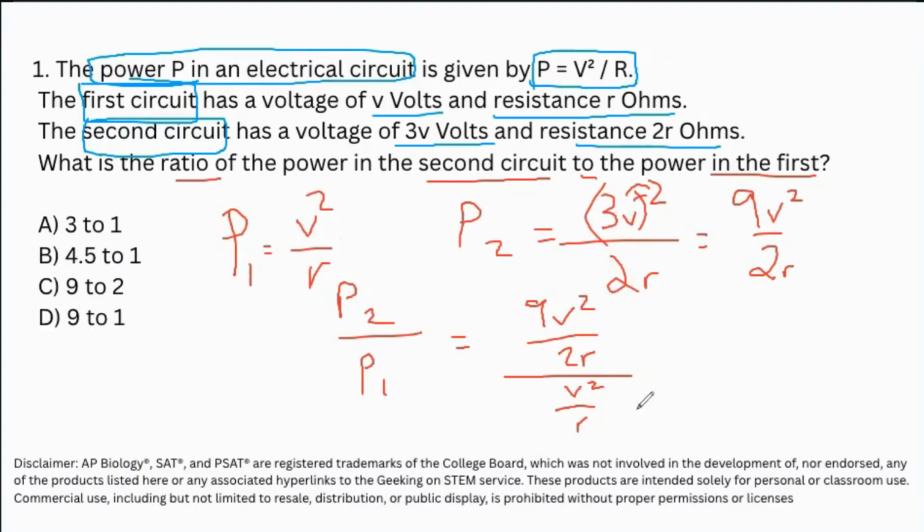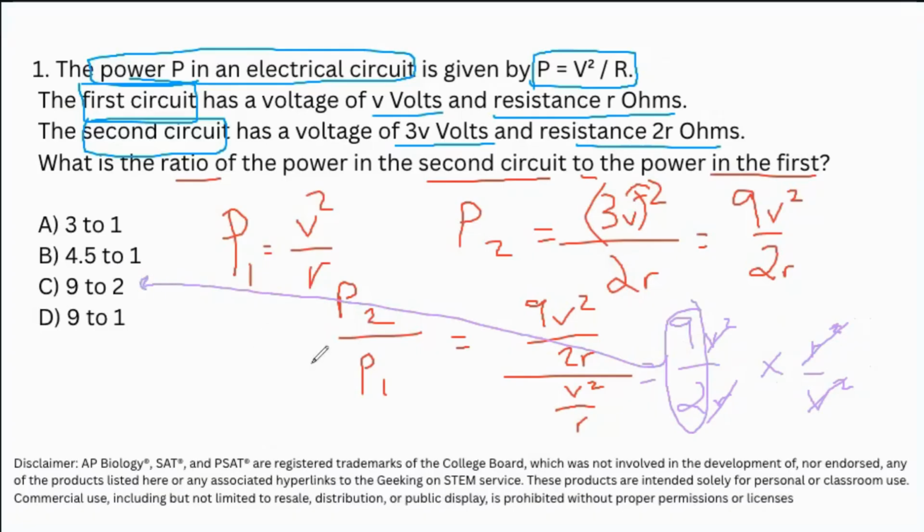I'm going to reduce this. Now I'm going to do this the long way just so you see. You might automatically know because you've done problems like this before. But remember, we have 9V squared over 2R, and we flip the bottom fraction and multiply, so it's R over V squared. And we can get rid of the R's and the V squares. And then we just have 9 over 2. So that is going to be choice C. So the correct answer is C.